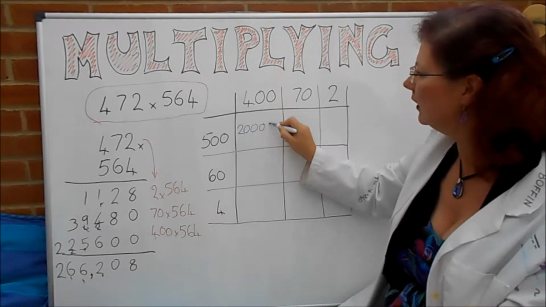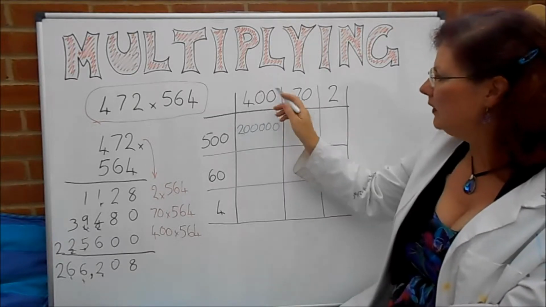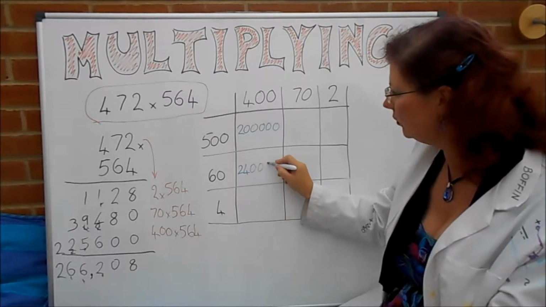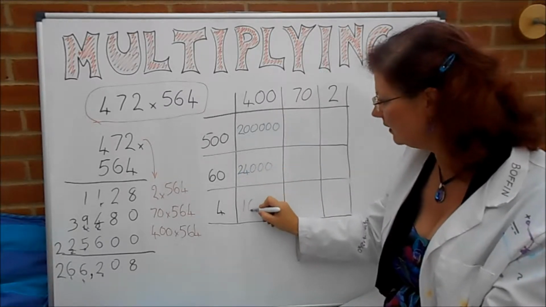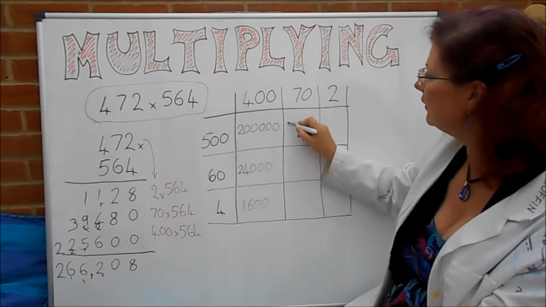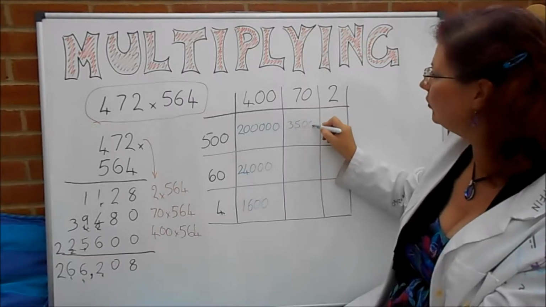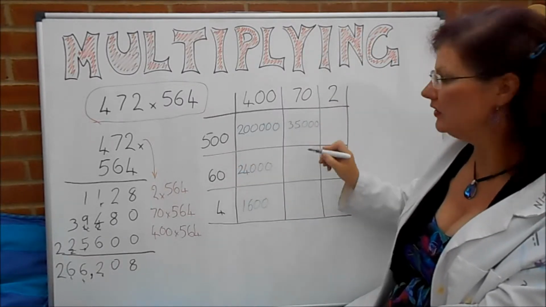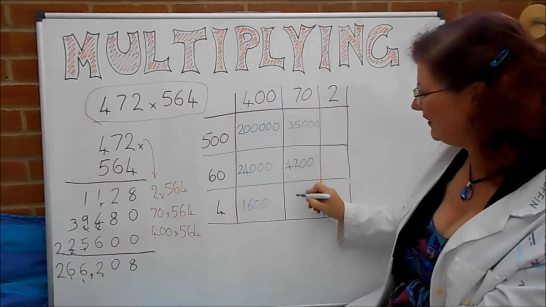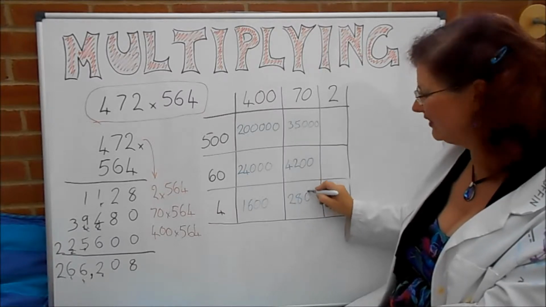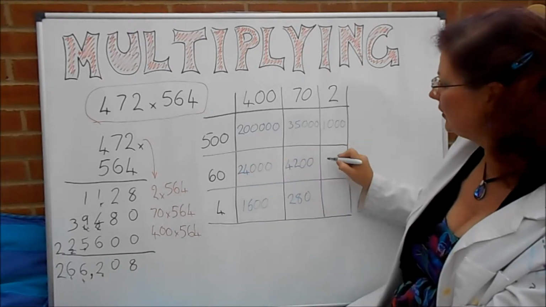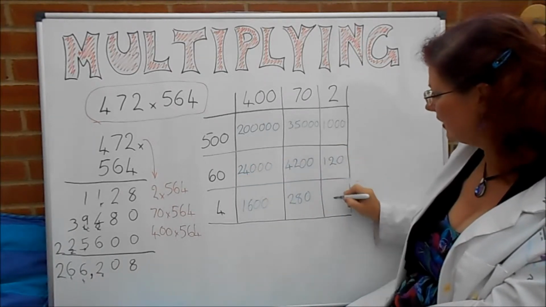1, 2, 3, 4. And then we do 400 times 60. 4 times 6 is 24 plus 3 extra noughts. And 4 times 4 is 16 plus 2 extra noughts. Okay, 500 times 70, 5 7s are 35, plus 3 extra noughts. 6 times 7 is 42, plus 2 extra noughts. 4 times 7 is 28, plus 1 extra nought. 500 times 2, well we know that one, that's 1,000. 60 times 2, 120, and 4 times 2 is 8.